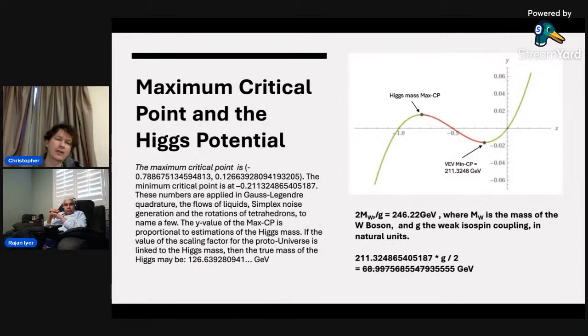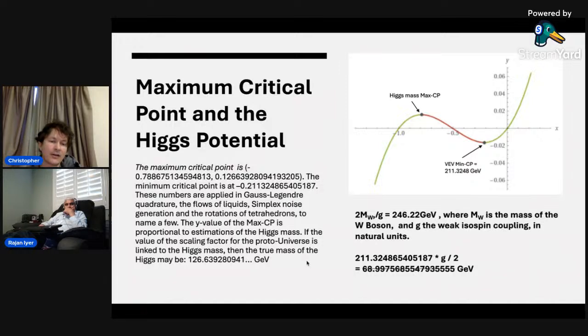So the maximum critical point and its possible relationship to the Higgs potential needs to be addressed, because if we look at the y-coordinate, we have 0.126, which is very close to the value of the Higgs mass, which is generally cited as about 125.5 GeV.